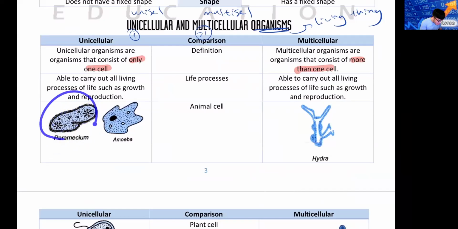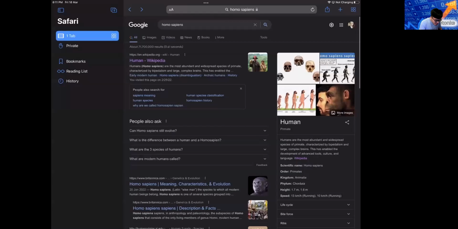So where do you find them? These are animals. These are unicellular animals. You have to memorize them. So paramecium and amoeba. Where can you find them? You can find them in fresh water.